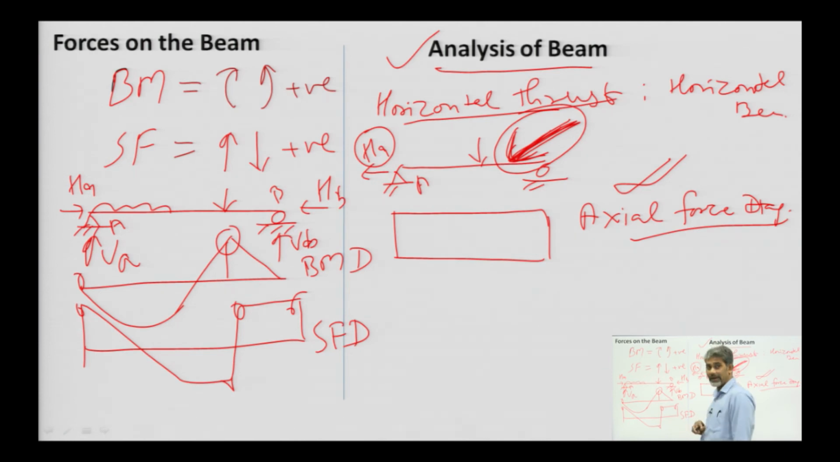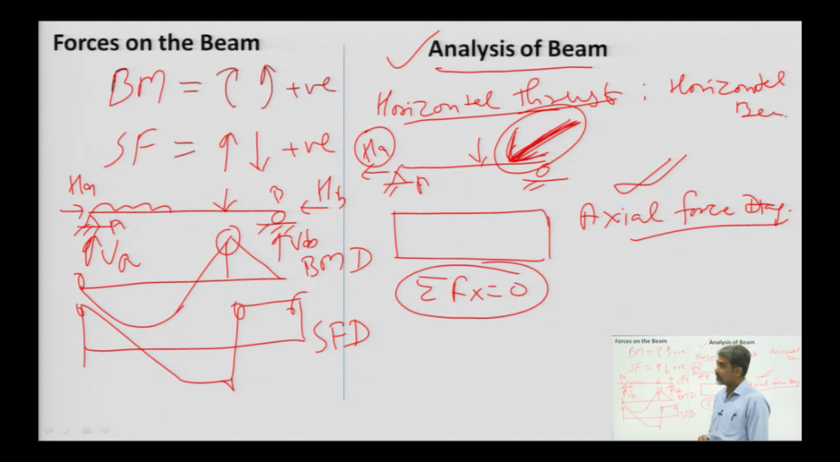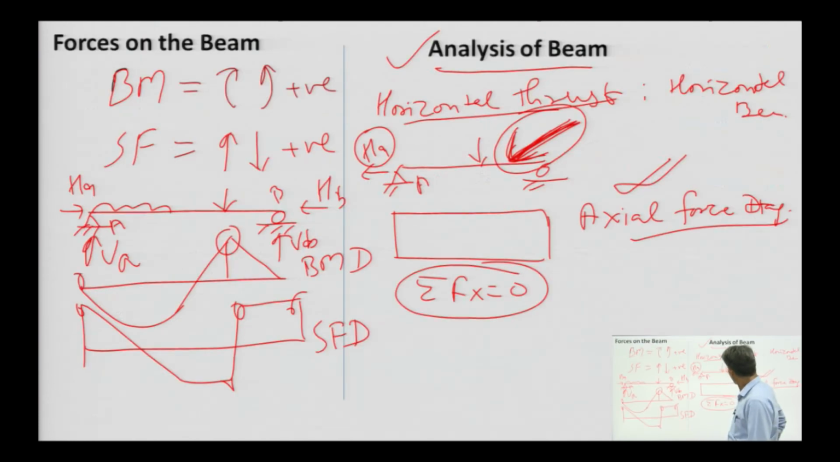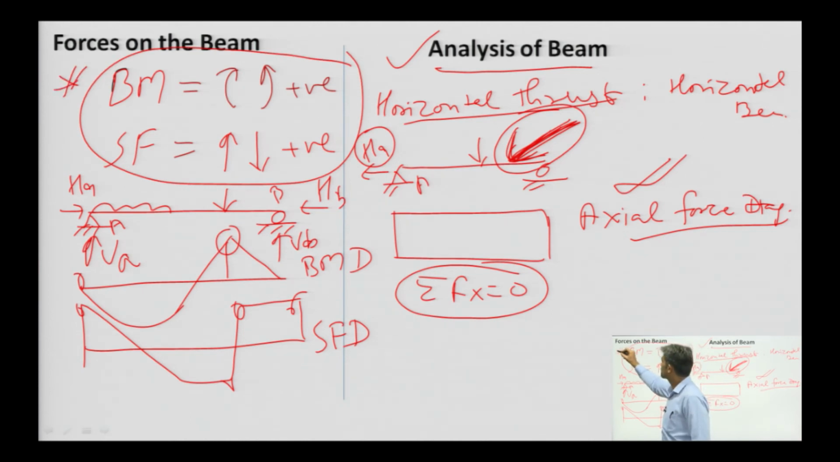So, in case of beam, we are neglecting the equation sigma F x equal to 0. Then we have sigma F y equal to 0 and sigma M equal to 0, two equations we have. So, this is the procedure of analysis of a beam. Let us do one question. We will plot the bending moment and shear force diagram. Prior to that, you should remember this sign convention. Please note it.